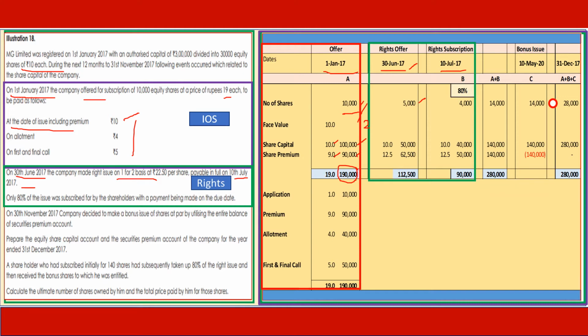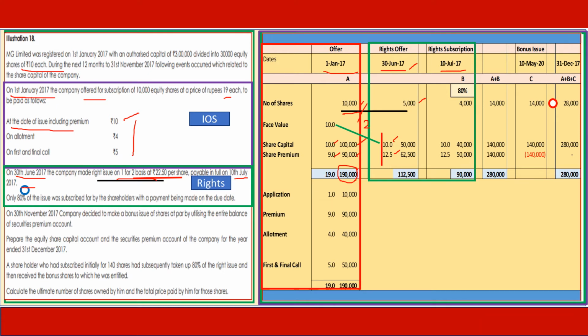This is the rights offer, and what it says on the rights: 1 for 2, therefore 10,000 becomes 5,000. Price is 22.5. This is what is indicated. 22.5 means if face value is 10, share premium in respect of rights is 12.5. That is 10 and 12.5 based on 22.5 rupees.